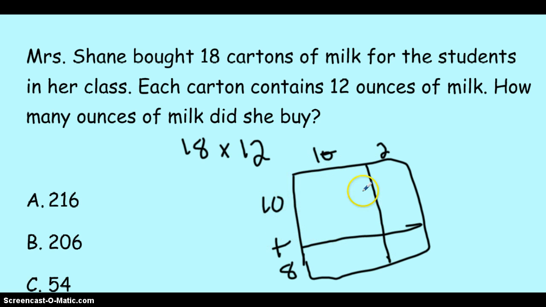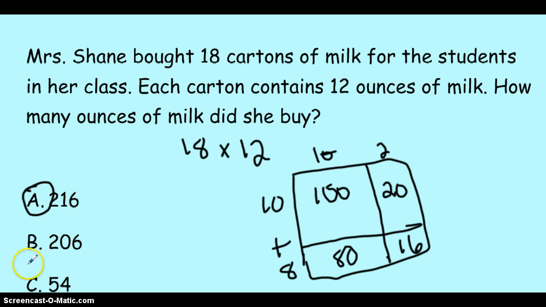So this box right here, this array, is a 10 by 10. So 10 times 10 is 100. This box right here is a 10 times 2, which is 20. This is an 8 by 10, or 80. And this is an 8 by 2, which is 16. If we add all this up, we would get 216.